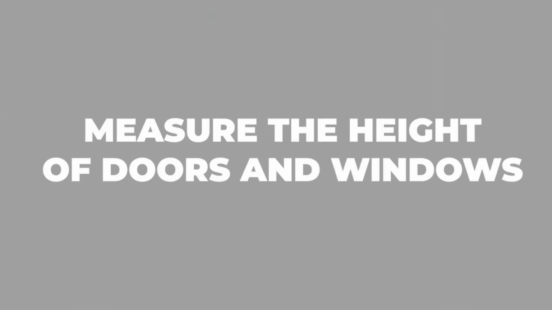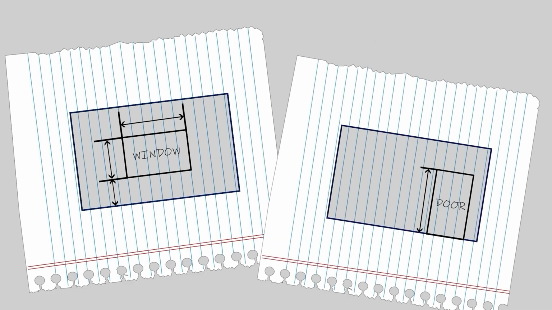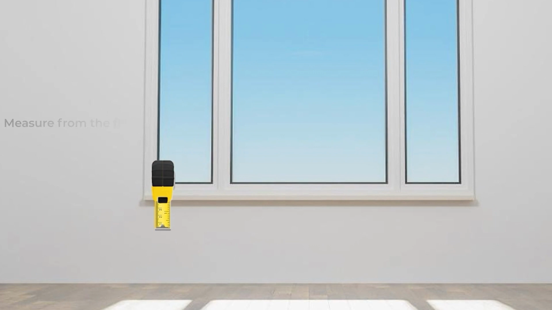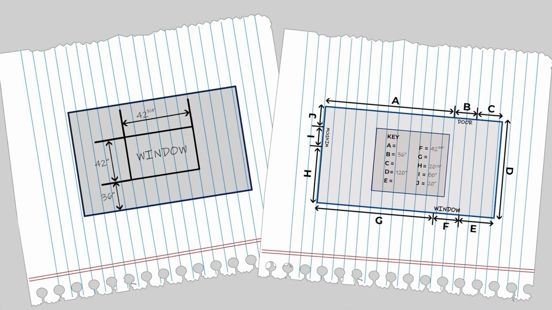Measure the height of the doors and windows. Create a new drawing for each wall with doors and windows. Measure from the floor to the bottom of the trim for windows and the full height of doors and windows to the top edge of the trim. Record height measurements on the wall plans and width measurements on both the wall and floor room plans.